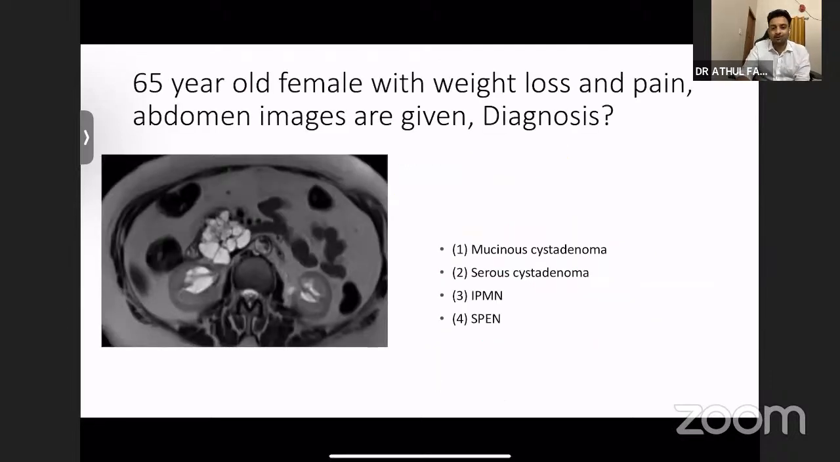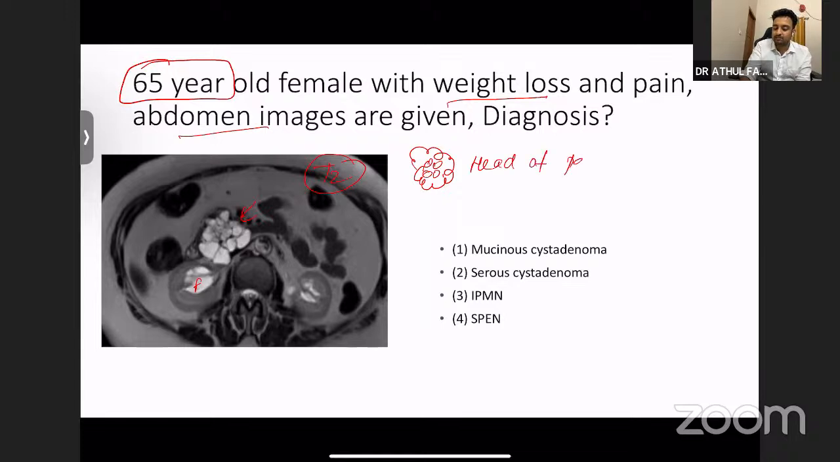So another very straightforward, simple question from the theory part. A 65-year-old female, age is very important, came with a history of weight loss, abdominal pain. So MRI is done. This is a T2-weighted MRI. That is why fluid is bright. You are able to see multiple clusters of grape-like appearance like this in the region of the head of pancreas. What is this?